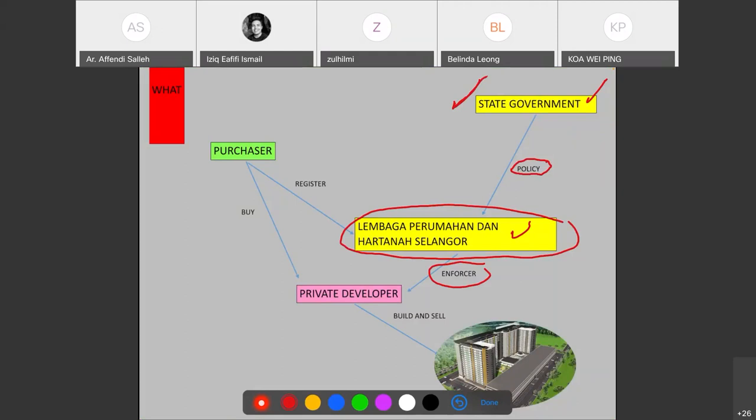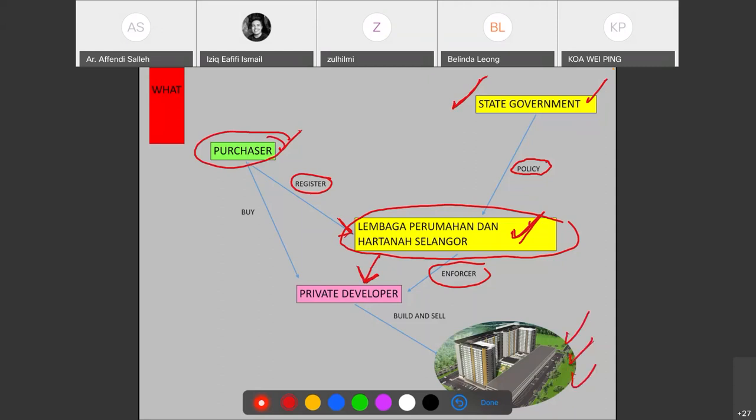All private developers' conduct must follow enforcement from LPHS. In Selangor, any house buyer who wants to purchase affordable homes must register with the Lembaga Perumahan. They cannot register directly with the developer. That's the first responsibility of the purchaser. Lembaga Perumahan Hartanah Selangor does the vetting, the processing and the approval, because they are the enforcer, and they give those registered names to the private developer. It's the task of the private developer to call these buyers and advertise their affordable homes.